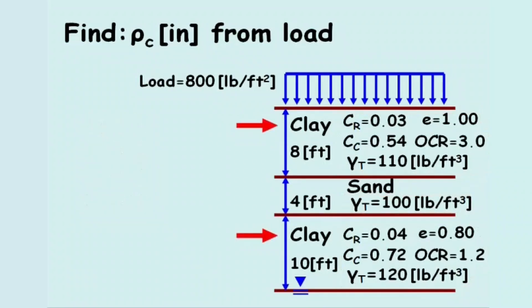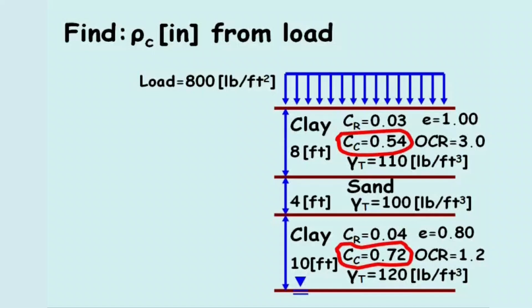In this problem, only the clay layers will settle from consolidation. For both clay layers we've been provided with the overconsolidation ratio, the recompression index, and the compression index, sometimes called the virgin compression index.